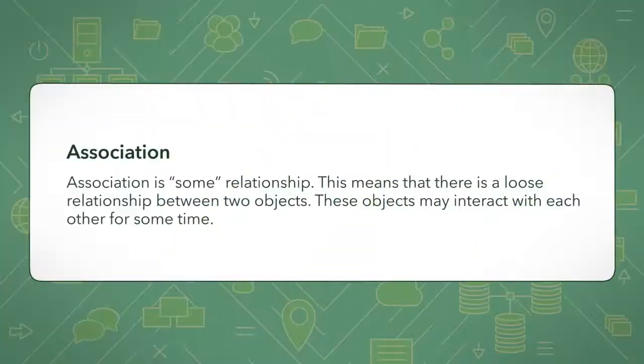The first decomposition relationship is association. Association is some relationship. This means that there is a loose relationship between two objects. These objects may interact with each other for some time. For example, an object of a class may use services/methods provided by an object of another class.